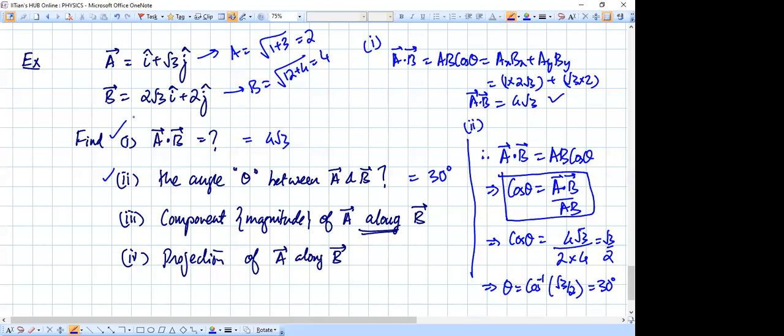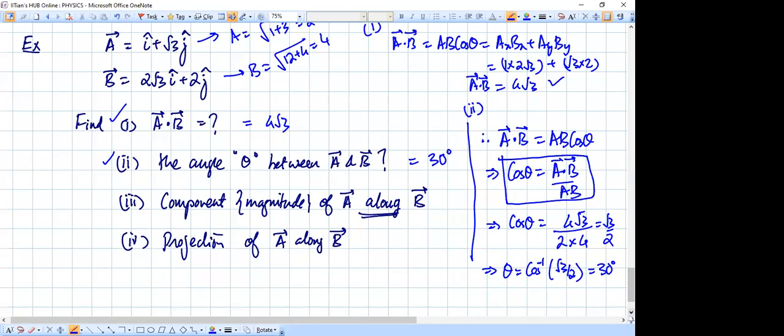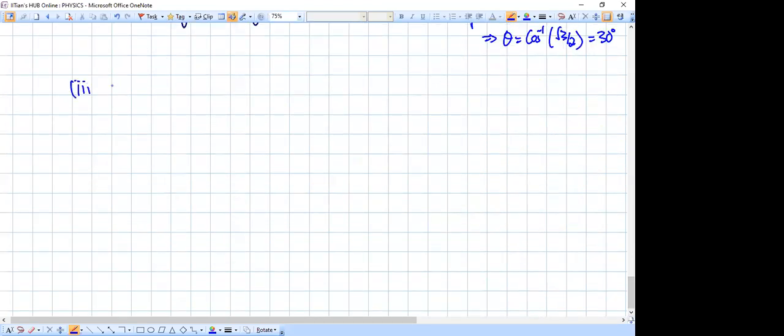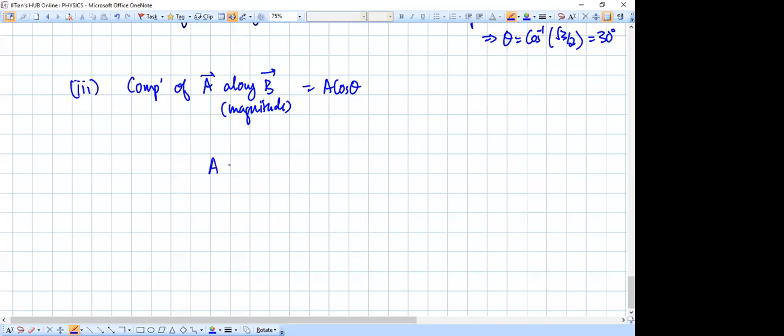Yeah, so Aman, the third part's answer will become how much? A cos theta, no? Just check your calculation once more. So now see, as far as the third part is concerned, component of A along B in terms of magnitude, that is A cos theta. Okay, so that A cos theta can directly be calculated: 2 into cos 30. So that is root 3.